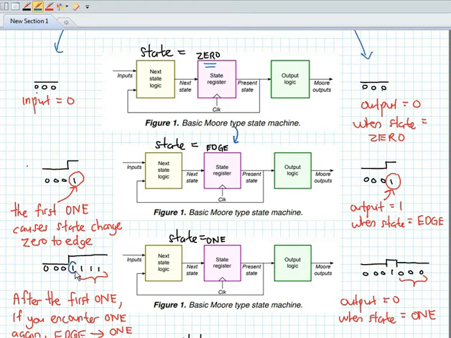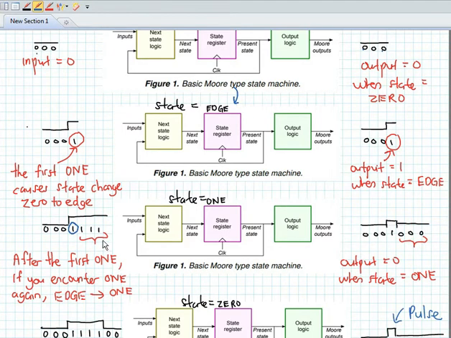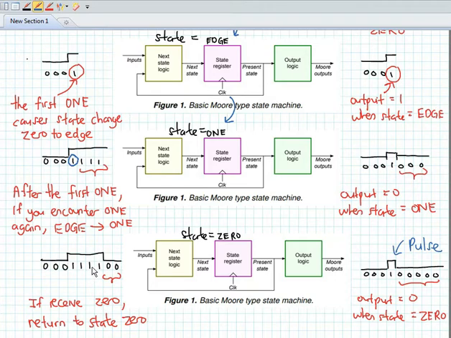After your first 1, if you detect 1 again, move from state H to state 1, okay? Move to the third state. In the third state, the output is 0. And finally, while you are in state 1, if you detect a 0, you move from state 1 to state 0, right? You go back to the first state. While you are in state 0, the output is still 0. So this is how you convert a level signal to a single pulse, like that.